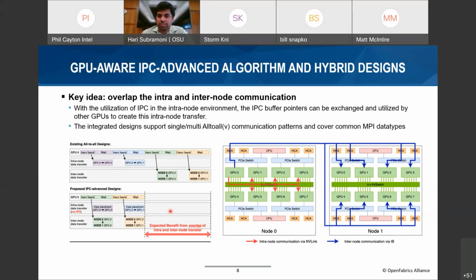Anything else on the compression aspect before I move on? Okay. If not, let me give a high-level overview of the IPC-based design.